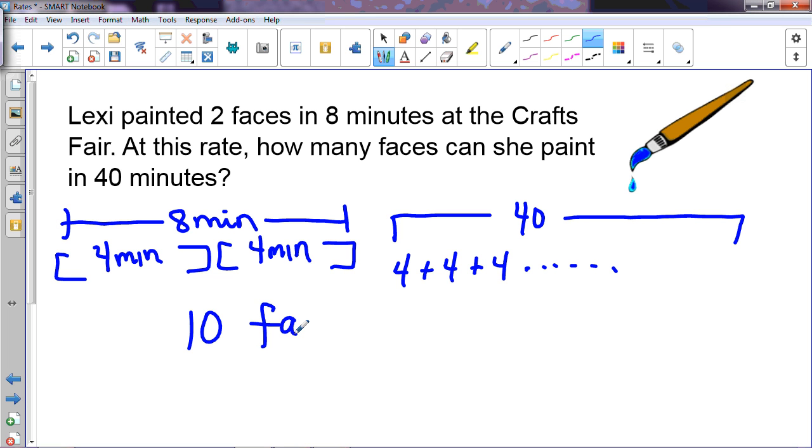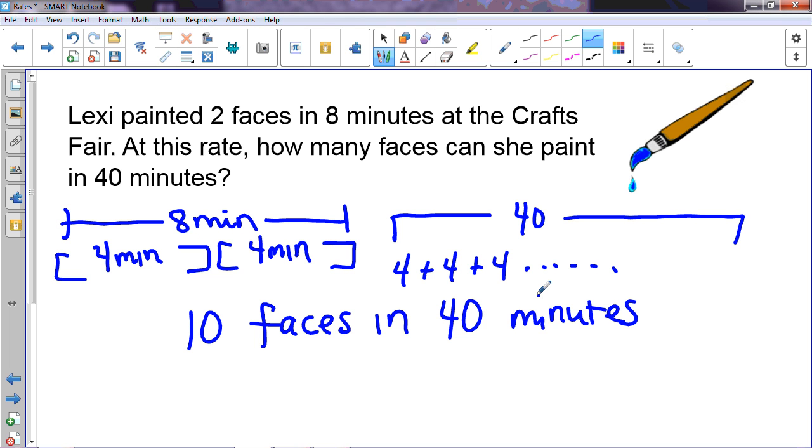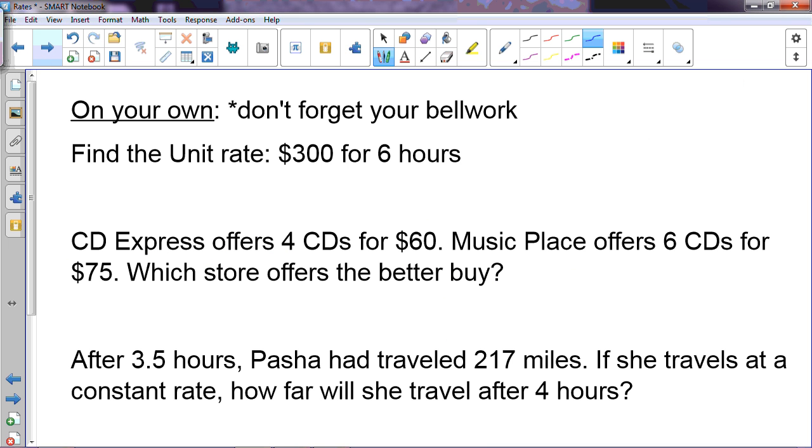So you can do it the long way and add them one by one to figure out how many times, or you could have simply done 40 divided by 4, and you would get 10 faces in 40 minutes.